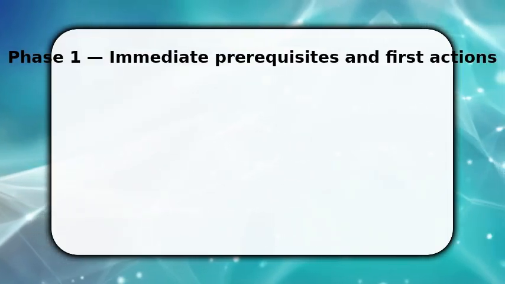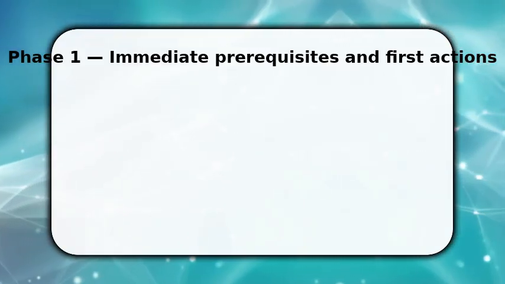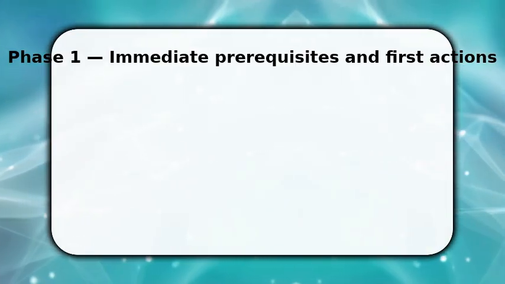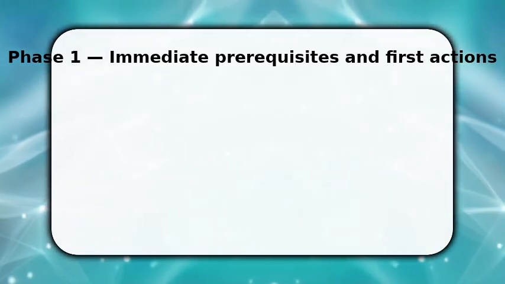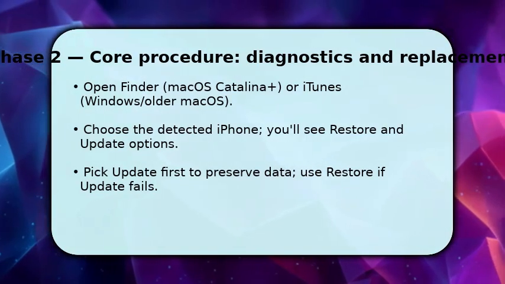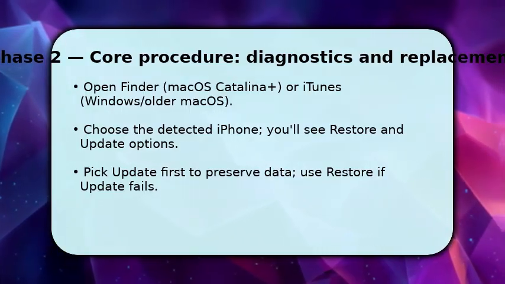Next, press and hold the side button until the recovery mode screen appears. Hold even if the Apple logo shows. Once you see the cable and computer icon, the phone is in recovery mode and the computer can proceed. Once the phone shows recovery mode, switch to the computer. In Finder or iTunes, the device will appear with recovery mode prompts.